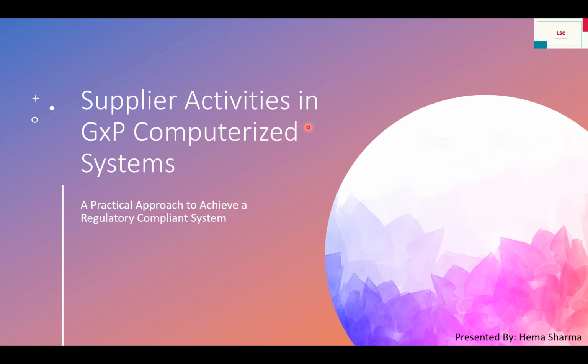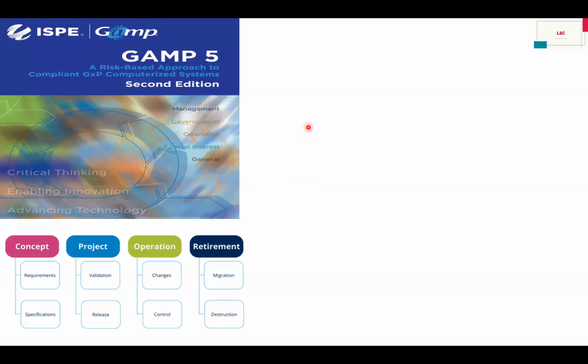Friends, this is Hema Sharma and I'm here with you to review the supplier activities as described in the regulatory requirement. This video is referred from the GAMP 5 second edition. Please watch till the end, and the key points for the supplier are described here.